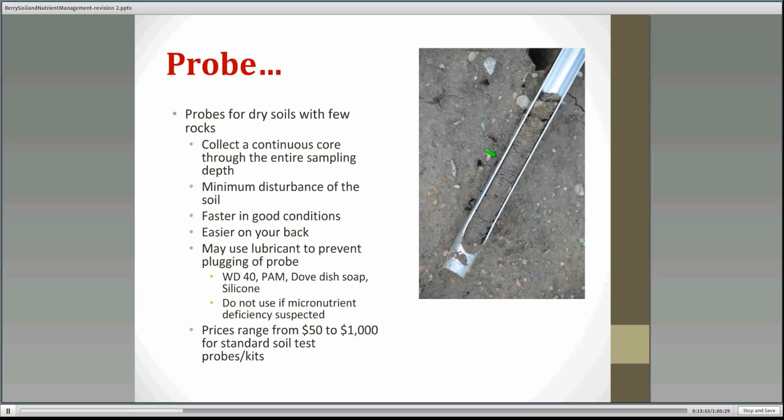I will say one of the things that I do is whatever depth I'm going to for a specific crop, I'll measure it right on the probe, and then I'll put a piece of electrical tape around the tube at that height so that I consistently go to that same level.